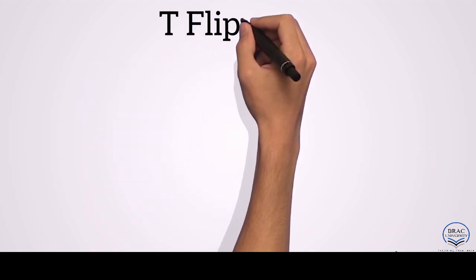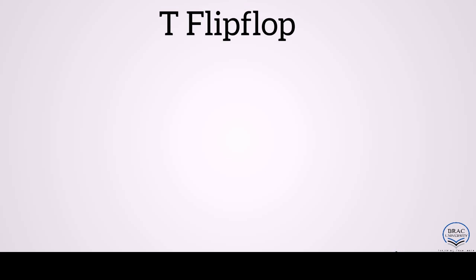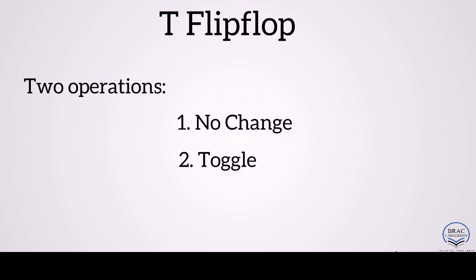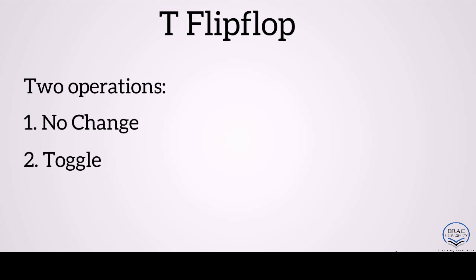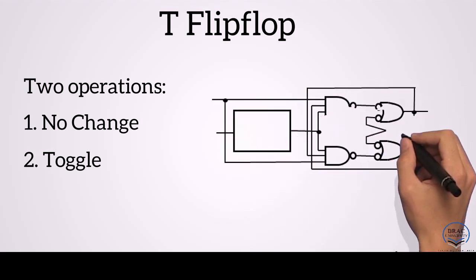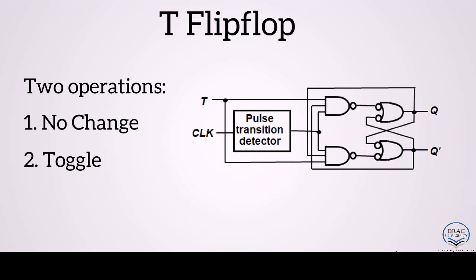Next, we will see T flip-flop. T flip-flop mainly has two operations, no change and toggle. Just like D flip-flop, in T flip-flop, we have one input T and two outputs Q and Q prime. Here we can see that T flip-flop's circuit diagram is extremely similar to JK flip-flop's circuit diagram. The only difference is that we are providing T in J and K both value. So if we provide the same input in J and K, we can construct T flip-flop using JK flip-flop.